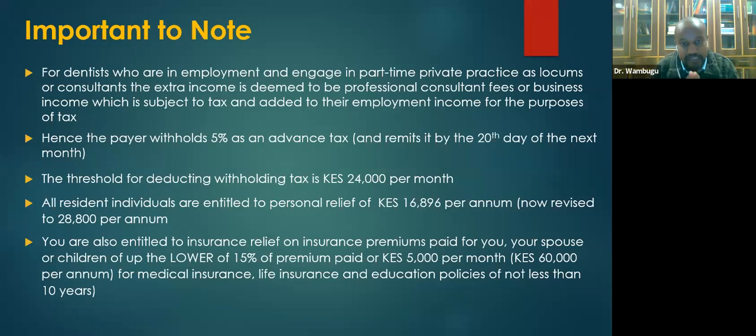All resident individuals are entitled to a personal relief of Kenya shillings 16,896, and now it has been revised. I think I mentioned that before, to 28,800 per annum. My last point is that you're also entitled to an insurance relief on premiums you paid for you, your spouse, or your children, up to the lower of 15% of the premium that you pay, or up to Kenya shillings 5,000 every month. So that means about 60,000 every year for medical insurance, life insurance, and educational policies for not less than 10 years. Those are expenses that you can actually deduct from your income.